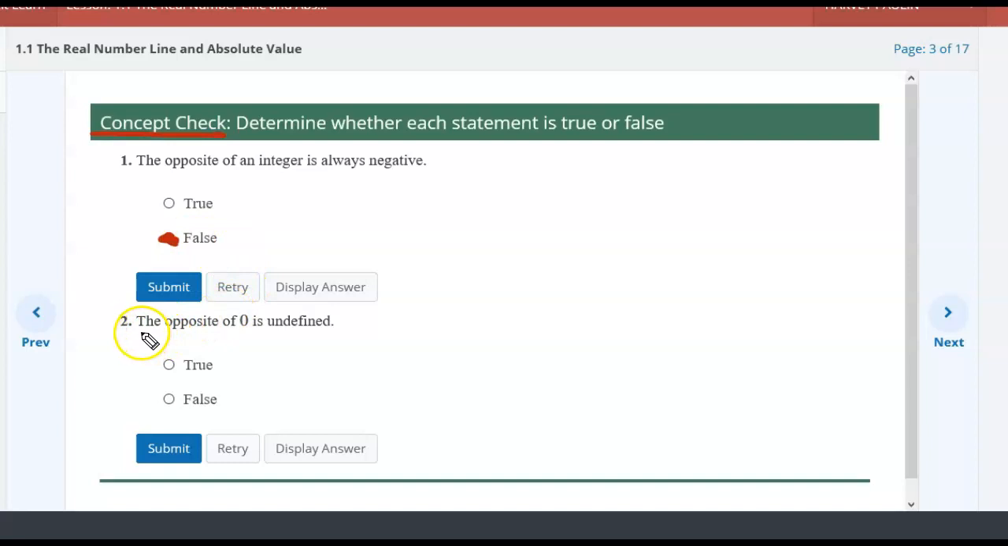How about number 2? The opposite of a 0 is undefined. Well, the opposite of 0 is 0. Now, being undefined is something we will go over a little later. All right, let's continue.